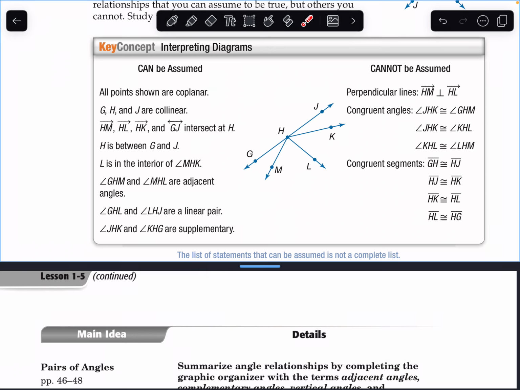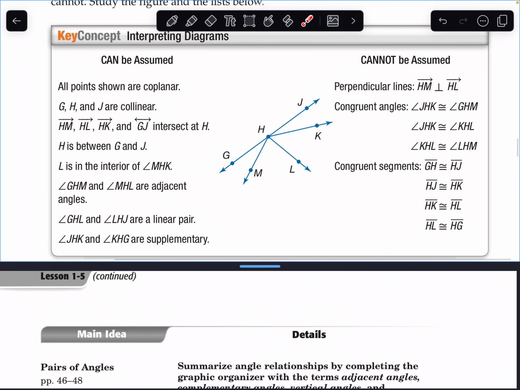Here is a diagram. We got all kinds of lines zipping and zapping through here. Lots of points. Let's walk through each one. What can we assume? All points shown are coplanar. We didn't draw a little shaded parallelogram in here, so yes, these are all coplanar to the page.